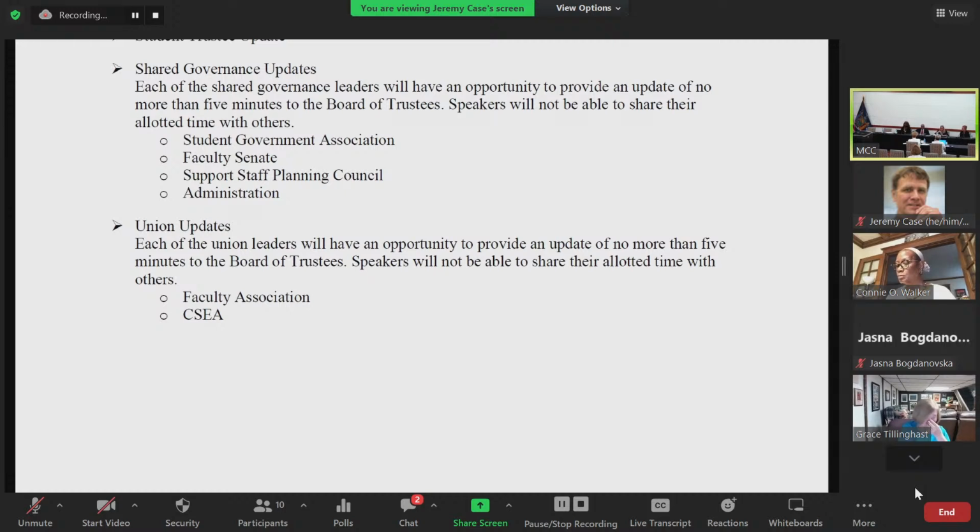The Faculty Association provided a written report. It's in the board folders and board pack, and CSEA has no report. Okay. Thank you.